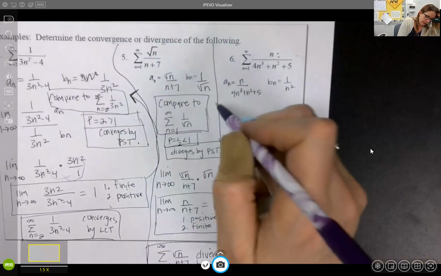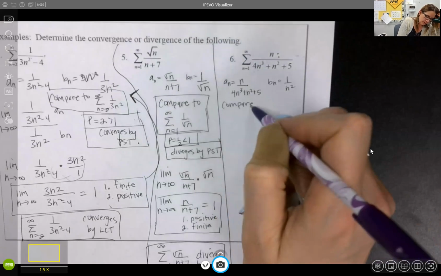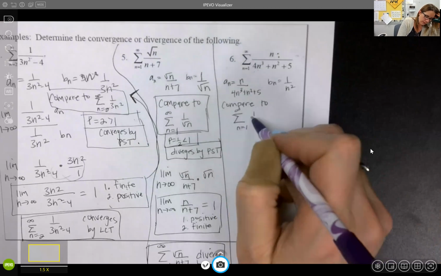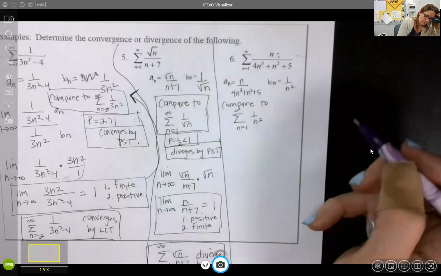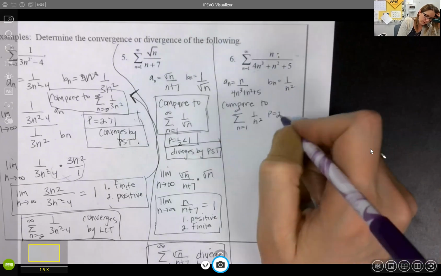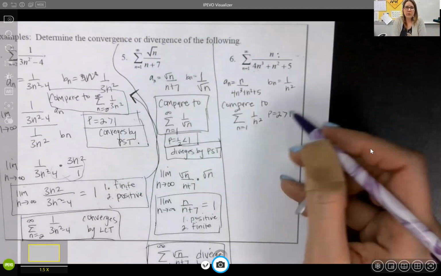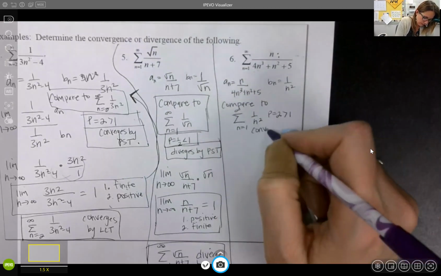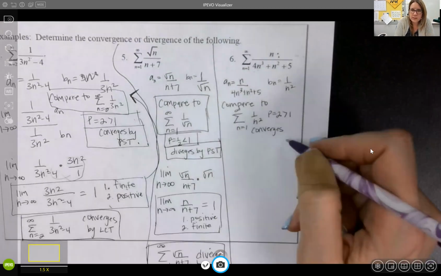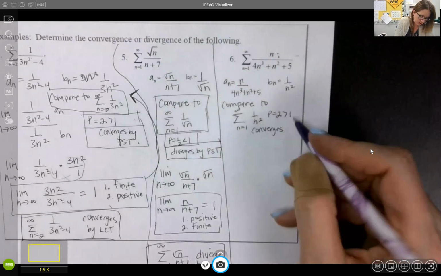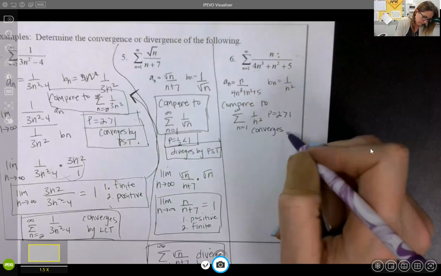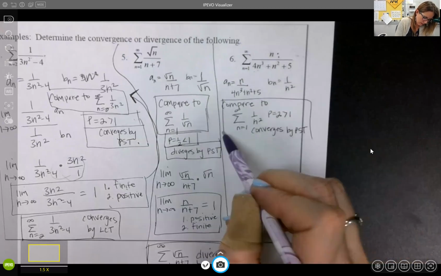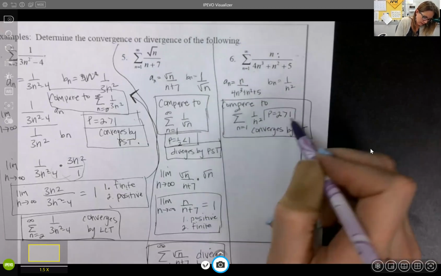Okay, so we're going to compare to the limit of 1 over n squared. P equals 2, which is greater than 1. When it's greater than 1, it converges. And remember all of these rules. If it's P and it's greater than 1, it converges. All right, so here's our comparison.